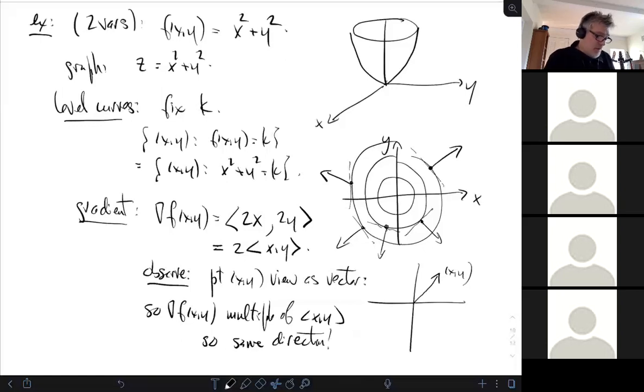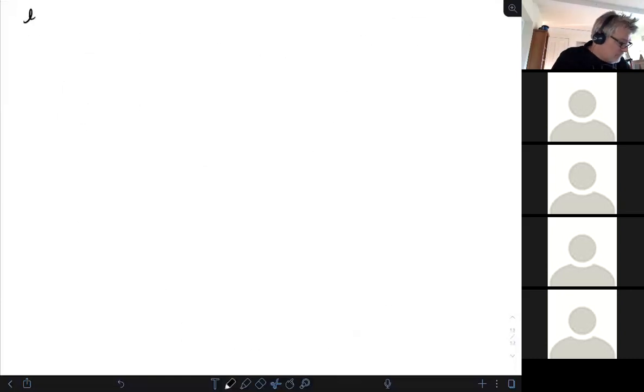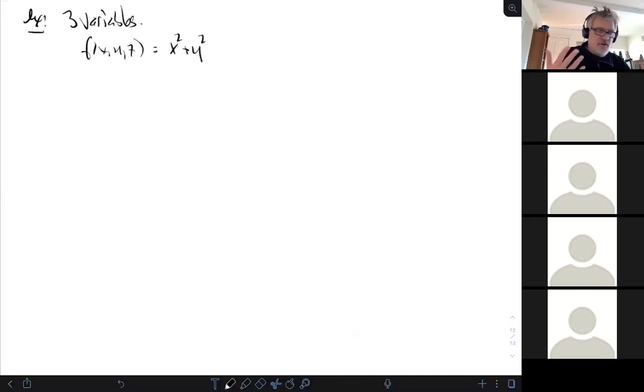Okay. So let's do one in 3 variables. I'm going to take one which is extremely similar, but again, you have to keep in mind the dimension here, so you have to take care of where these vectors live and what the level surfaces are. So let's take f of x, y, z is x squared plus... So this is just a higher dimensional analog of what we did, right? So this is my function.